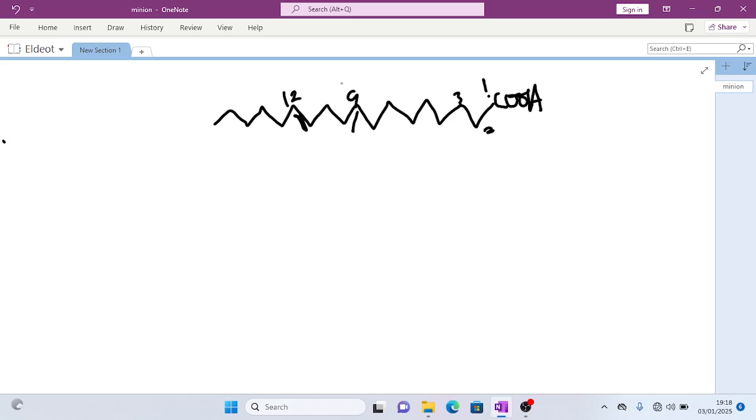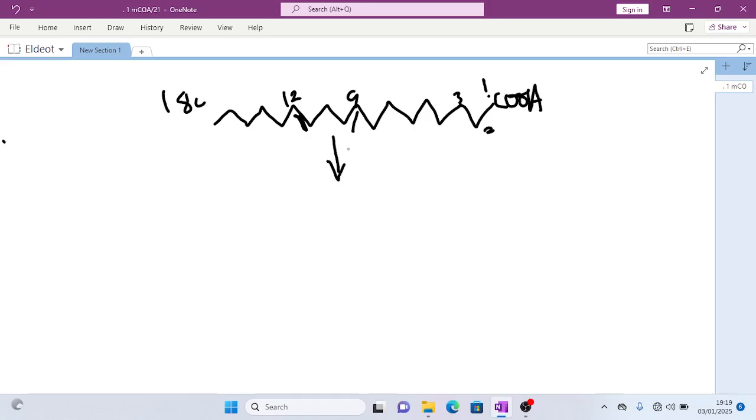Now, I want to talk about the synthesis of arachidonic acid from linoleic acid. So we said it involves a two-step reaction. First, there's going to be desaturation, and then there will be elongation. So this 18 carbon compound will eventually become a 20 carbon compound. So the first thing that happens is that there's going to be desaturation of linoleic acid.